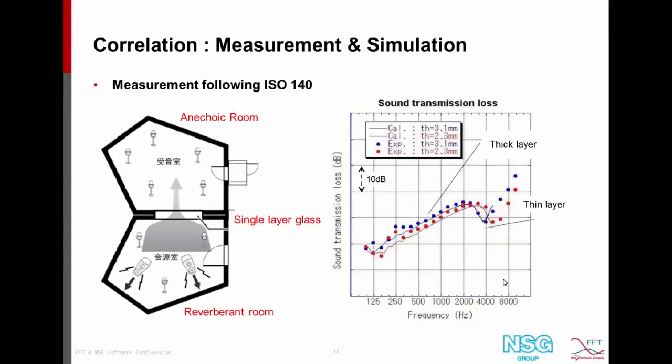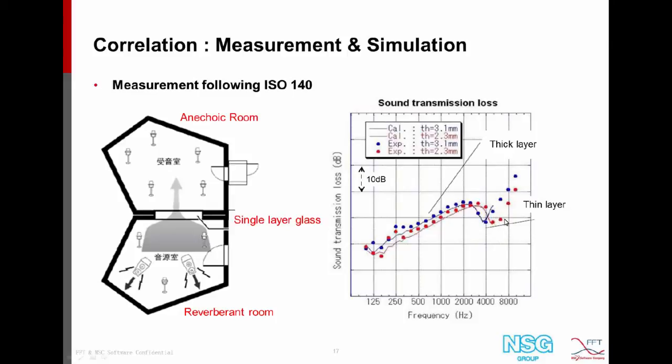The thickness means weight of the product. So in this measurement, following the ISO 140 standard, we have a reverberant room, an anechoic room for reception, and this layer of glass in between. The dots are the experiment results, and the line curves are the Actran simulation. And we see for both thickness 3.1 millimeter and 2.3 millimeter, we have quite good correlation between both results.